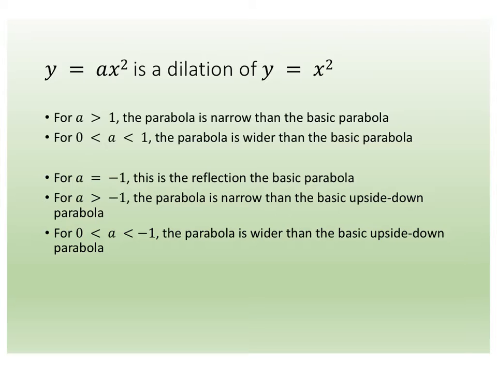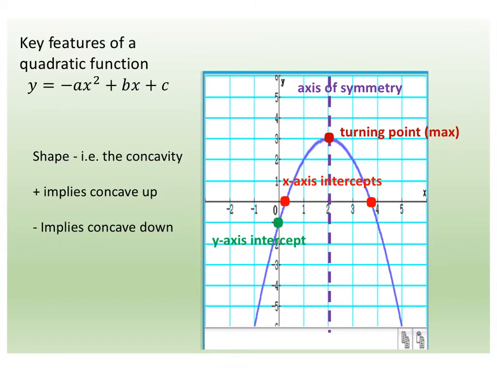Alright? Now, when you've got a equals minus 1, this is the reflection of the basic parabola, the upside down parabola. And when a is less than minus 1, say it's minus 2, minus 3, minus 4, the parabola is narrower than the basic parabola. And for minus 1 less than a less than 0, the parabola is wider than the basic upside down parabola.